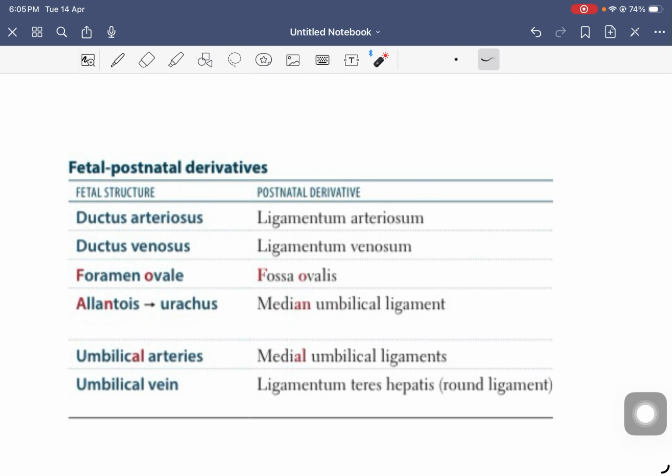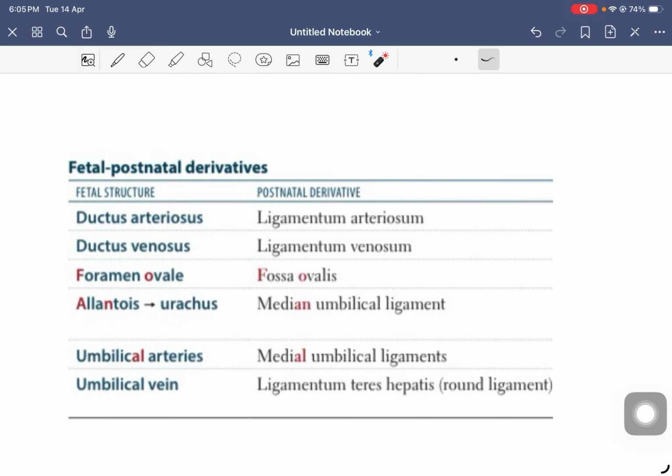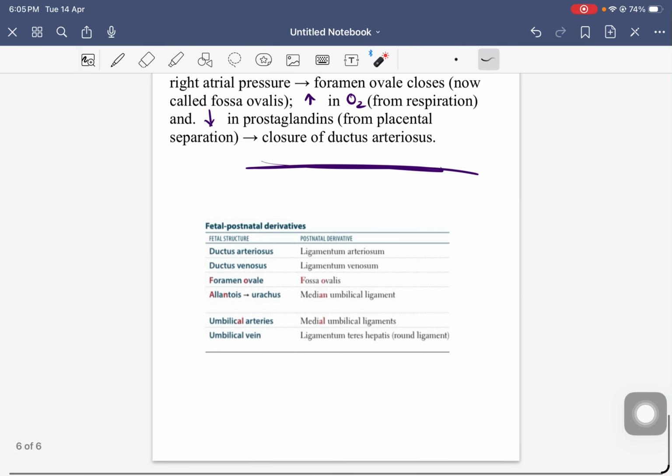Allantois will form the median umbilical ligament, and umbilical arteries will form the medial umbilical ligaments. Remember this: allantois, it has an N, so it will form the median umbilical ligament. And umbilical arteries, the word ends with al, so they will form the medial umbilical ligaments. And the umbilical vein will form the ligamentum teres hepatis, a form of round ligament.